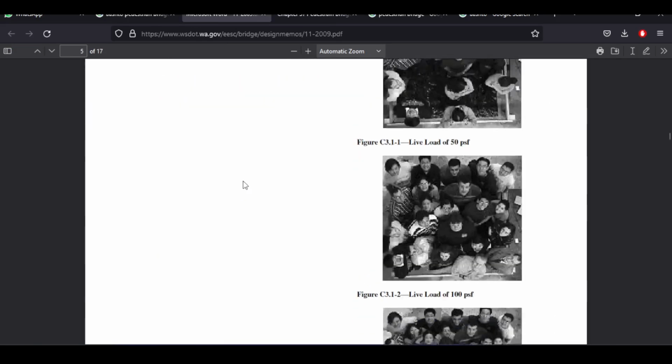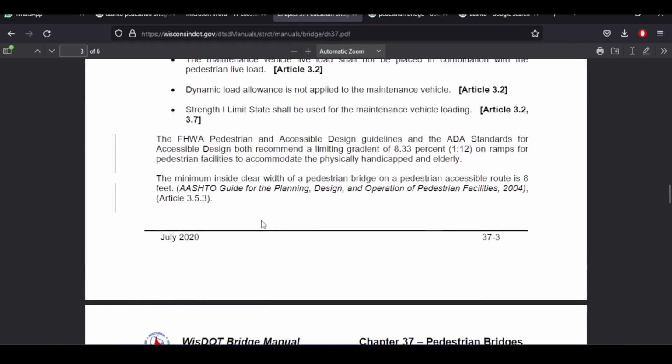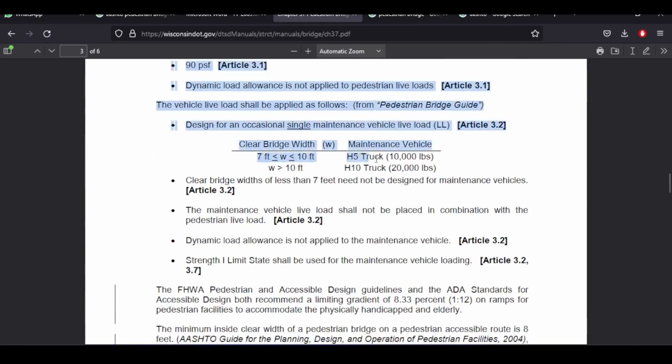For example, it talks about the maintenance car, which is this thing, which is H5 and H10, as you can see. Of course, I will talk about those later, especially when I model. And you can see that you have two widths, from 7 to 10 and over 10. And if you go down, you see that, well, from 7 to 10 and over 10.